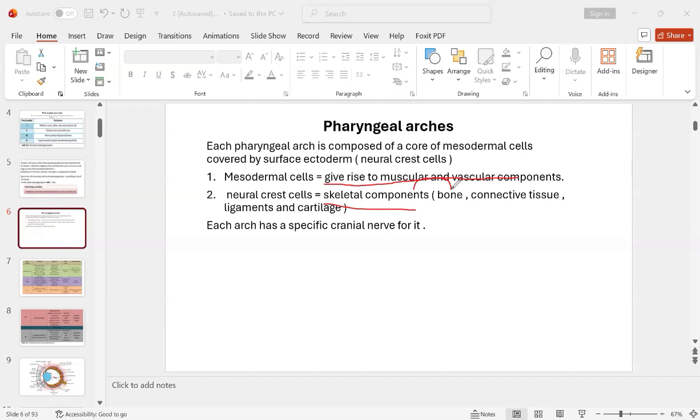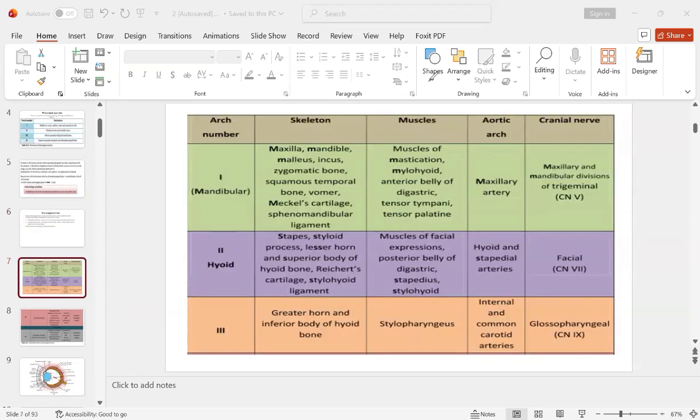Each pharyngeal arch is supplied by a specific cranial nerve. So let's now move to the different pharyngeal arches and their derivatives. Each arch gives rise to three categories of derivatives. Number one, the skeletal derivatives. Number two, the muscular derivatives. And number three, the aortic arch derivatives.